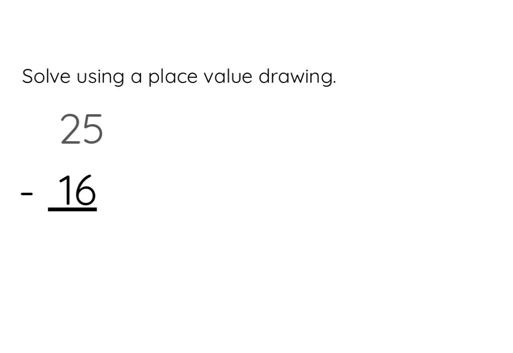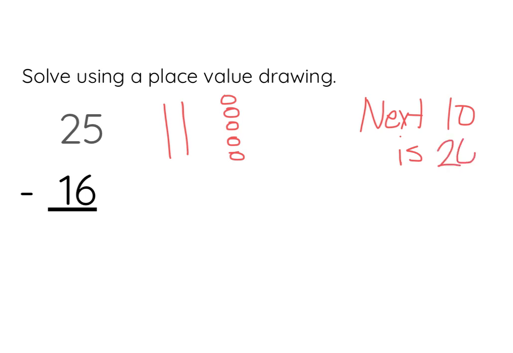All right, pause while you build 25. All right, nice. We're going to subtract a 16. So in your brain, think, all right, 16's next 10 is 20. So I'm going to take away both the 10s, and now 16's partner to 20 is 4. So 25 minus 16 equals 9.